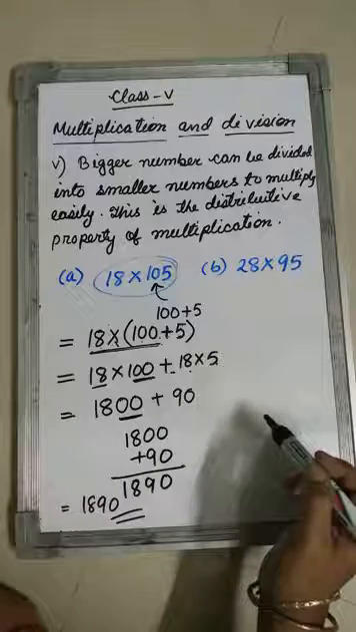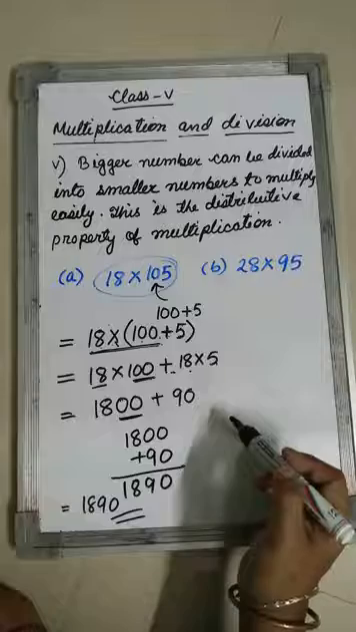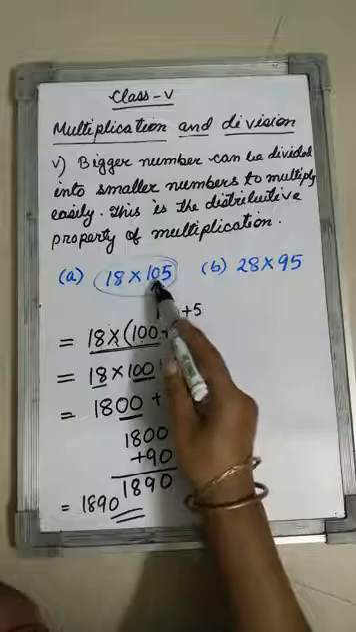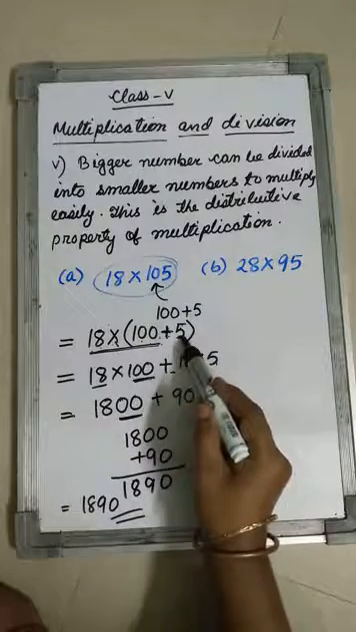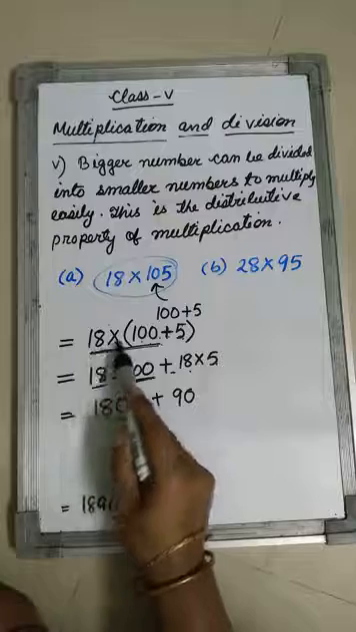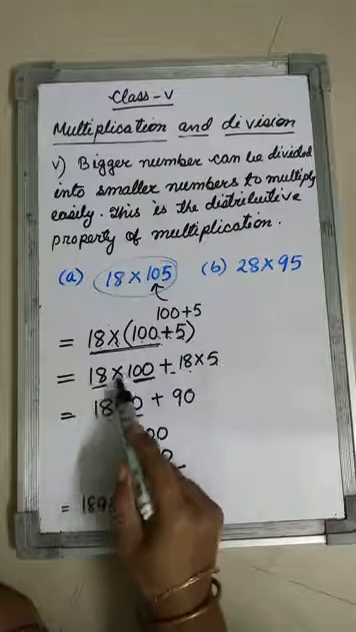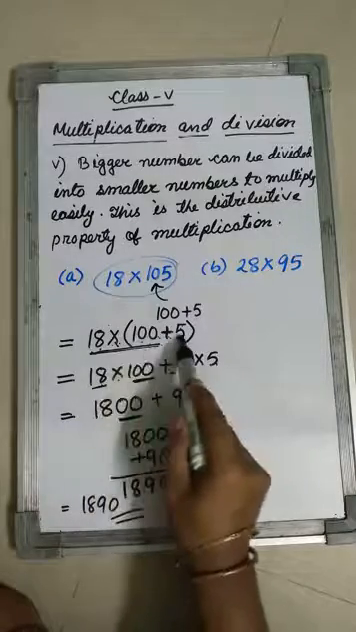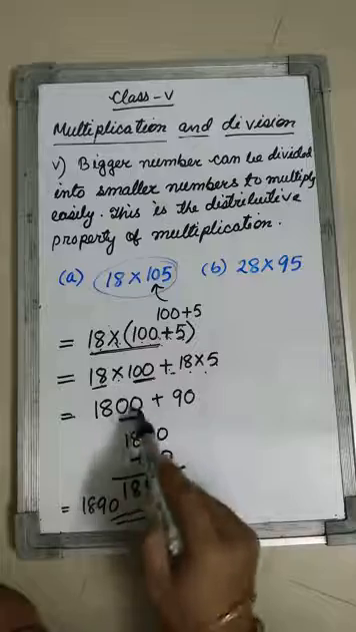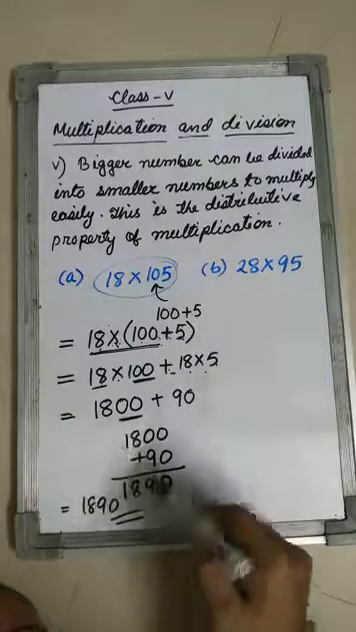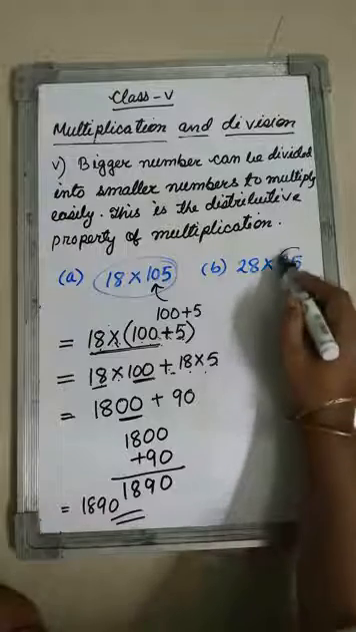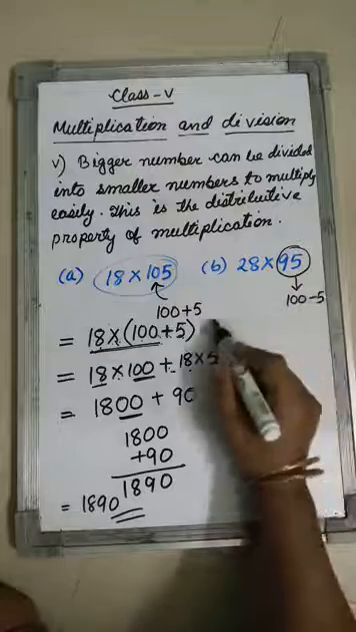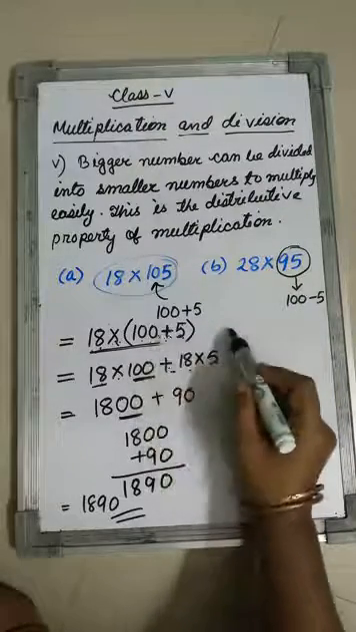You do not have to multiply 18 into 105 directly. What you have done? You have written 105 in expanded form. Then what you did? 18 into 100 plus again 18 into 5, 18 into the second number 5. Then find the products and then add. For 95, what is it? 95 is nothing but 100 minus 5. So the same way, but the sign will be minus.